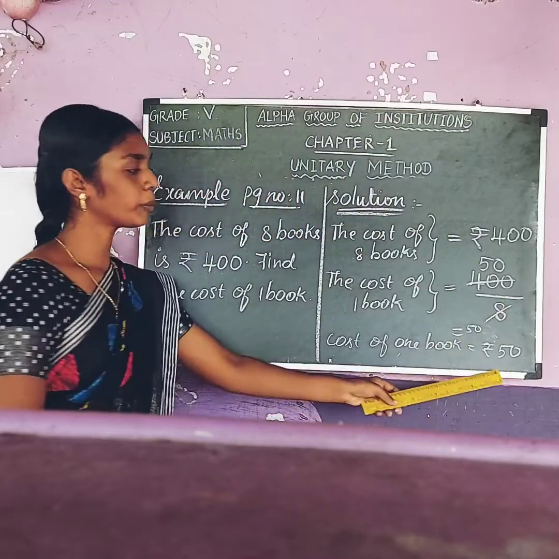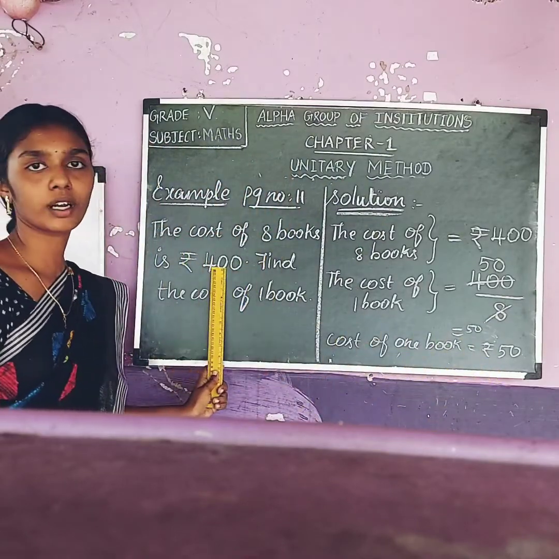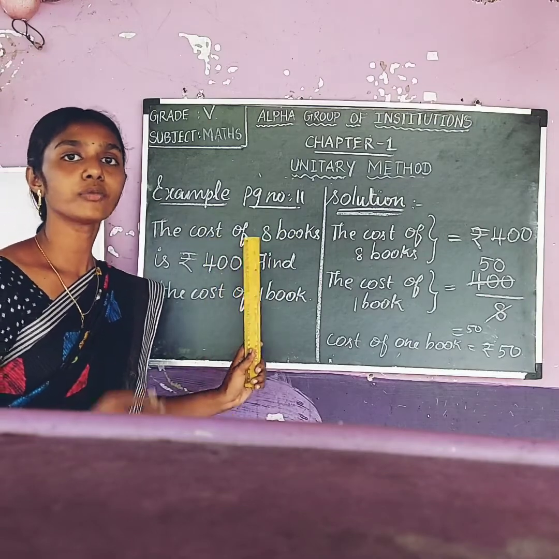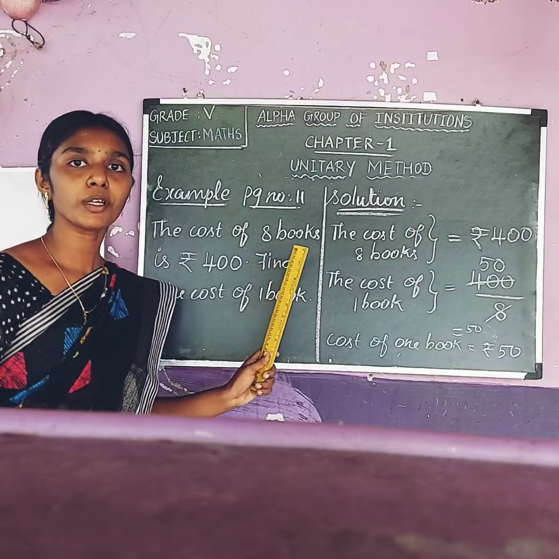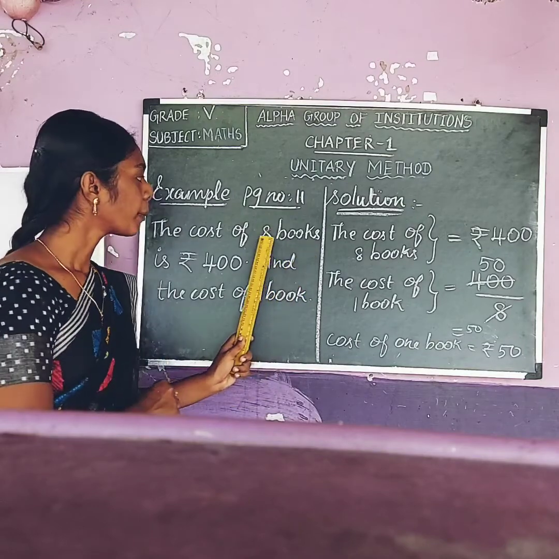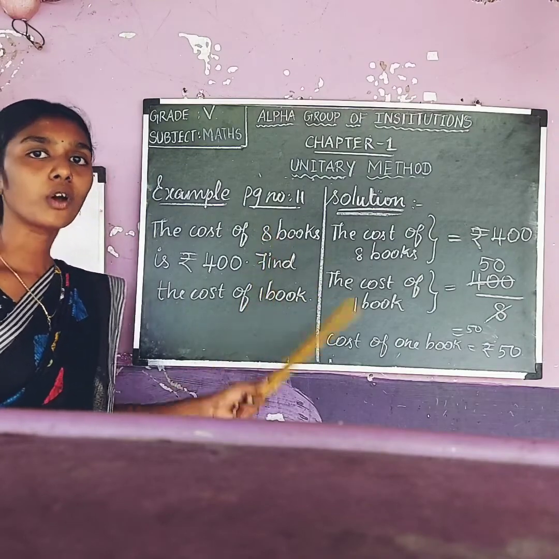The cost of one book is 50. Listen here. The cost of 8 books is 400. They are given the value of many units. 8 is many units. But what is meant by unit? A single object is a unit, no? But here it is 8 counted. Is 8 a unit? No, 8 is not a unit.